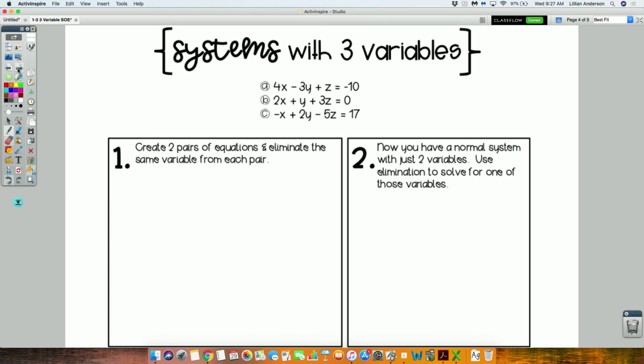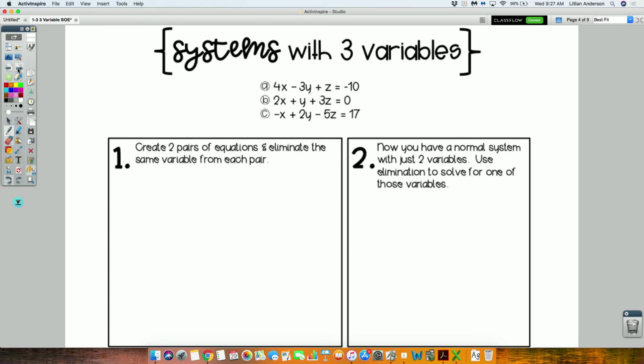Okay? Now, if we take a look, we have 4x minus 3y plus z equals negative 10, 2x plus y plus 3z equals 0, and negative x plus 2y minus 5z equals 17. You have to decide which variable you're going to eliminate, okay? Because you're going to eliminate it two different times between two different sets of equations. So which variable do you want to eliminate? X, okay. We'll eliminate x.